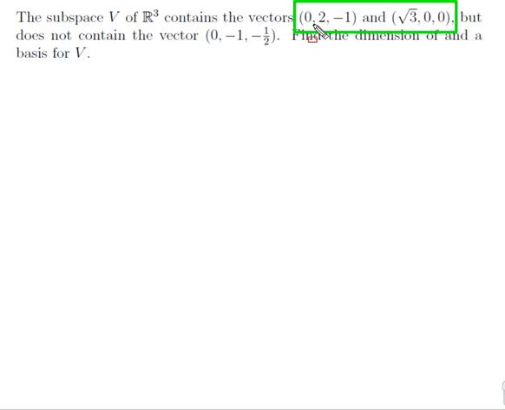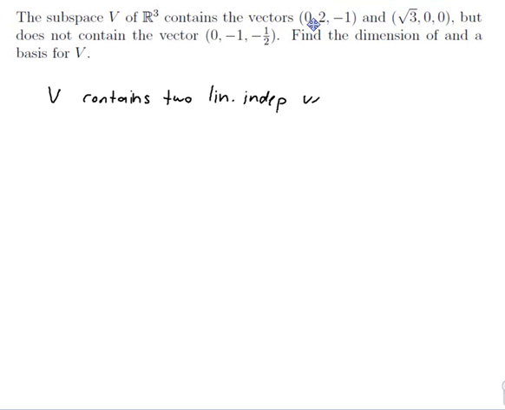Okay, so I should write something like that down. So V contains two linearly independent vectors. So, well, that means it's at least a plane or possibly all of R3. So since it's got two linearly independent vectors, the dimension must be at least 2. So the dimension of V is greater than or equal to 2.